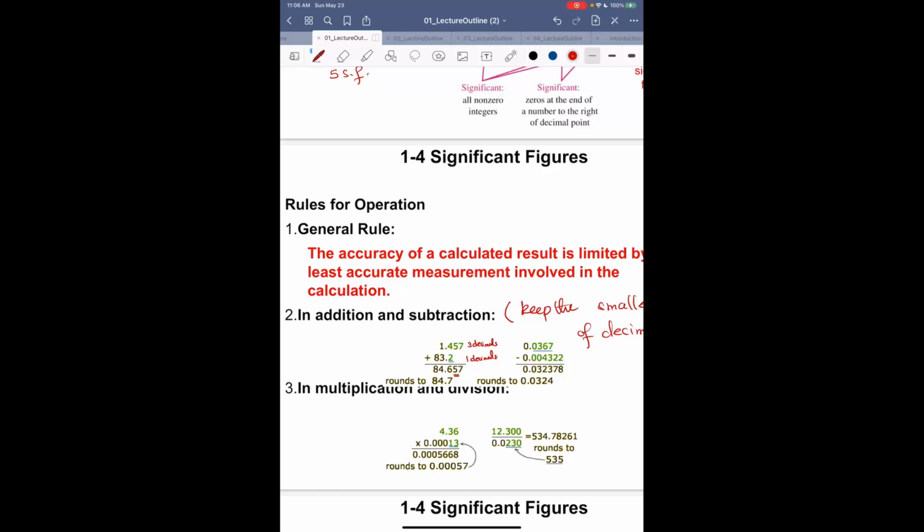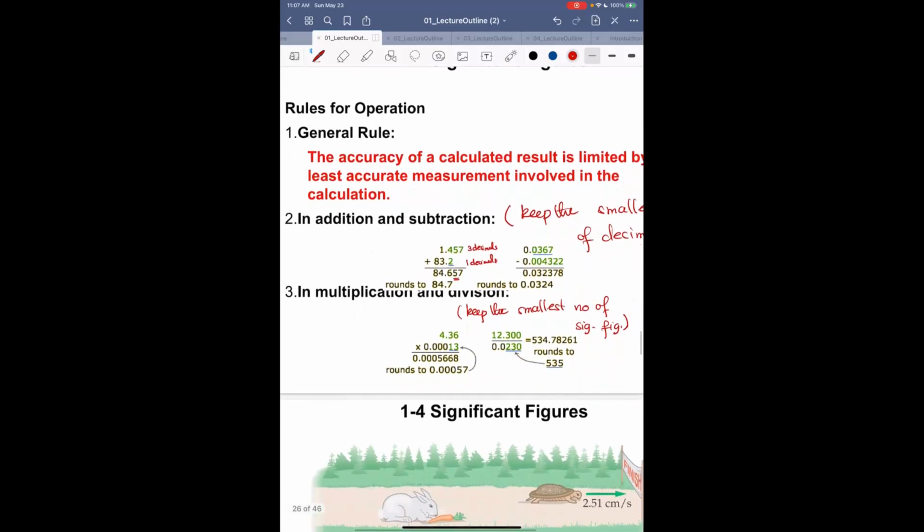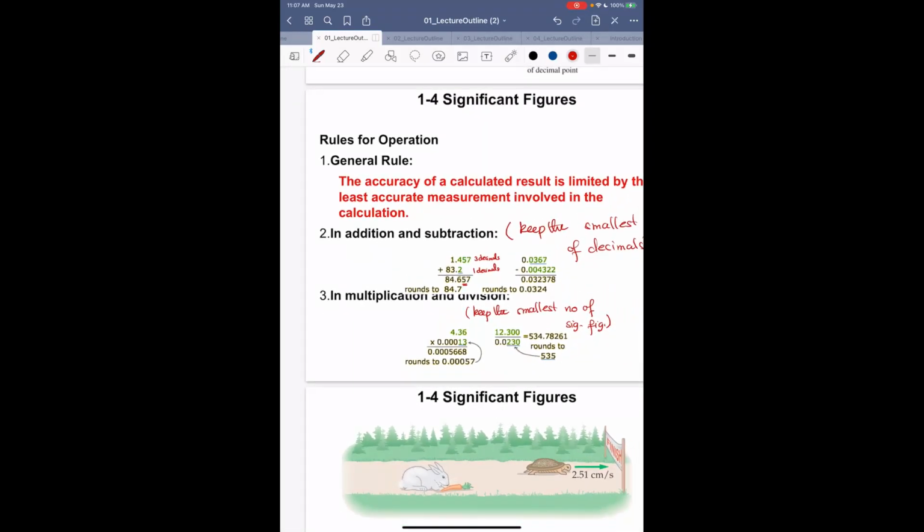Now with multiplication and division, we keep the smallest number of significant figures. Okay, then here you are multiplying 4.36 times this number. You're going to finally keep only two significant figures.